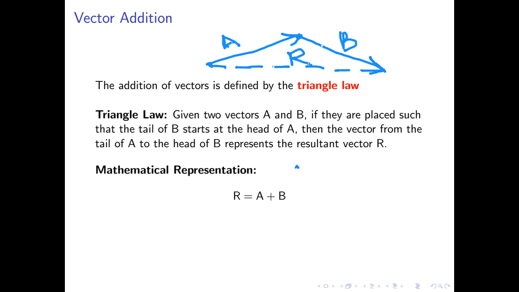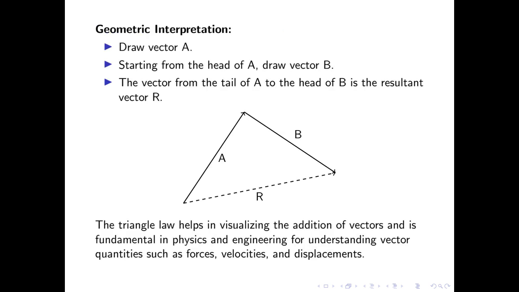Sorry about that. I'm going to delete that. So that is how we add vectors together. We can add two vectors, we can have three vectors, we can have more vectors. And that is the example I've drawn here on this slide. We draw vector A, and then we start from the head of A to draw vector B. The vector from the tail of A to the head of B is the resultant, like I've shown you in the previous slide.